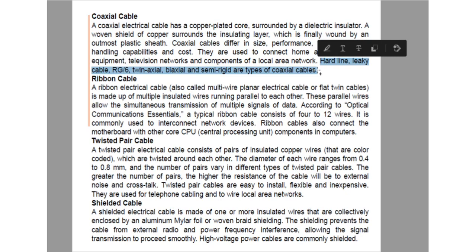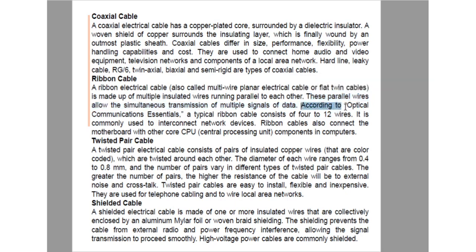The second cable is called the ribbon cable. A ribbon electrical cable is also called a multi-wire planar electrical cable or flat twin cable. It is made up of multiple insulated wires running parallel to each other. These parallel wires allow the simultaneous transmission of multiple signals of data.